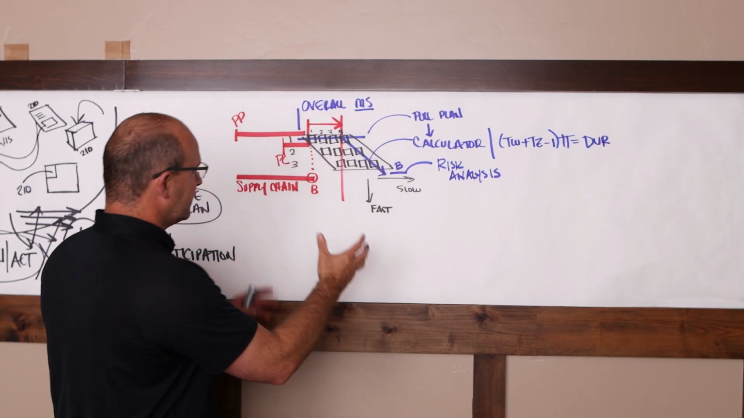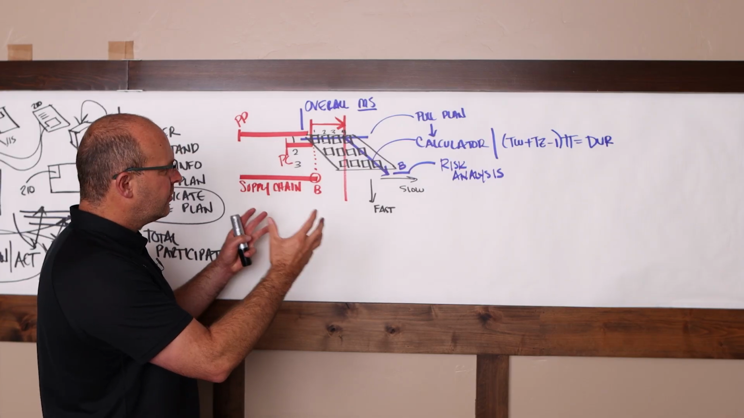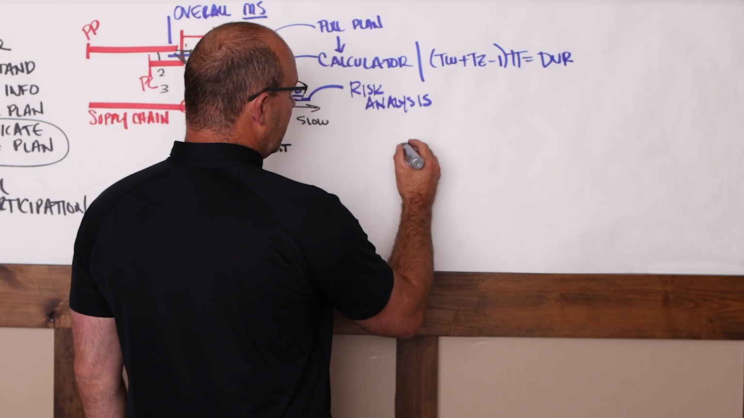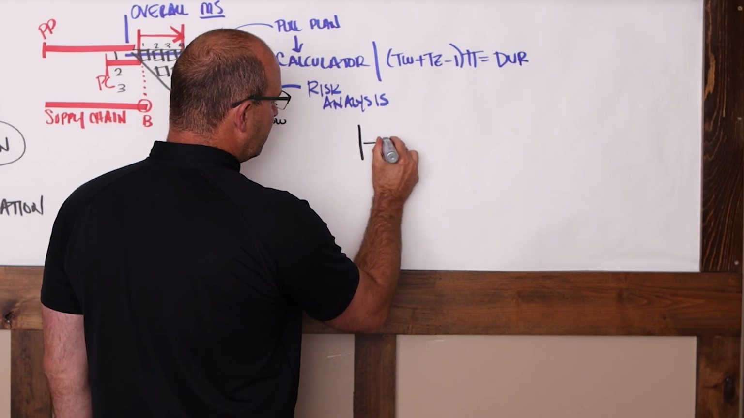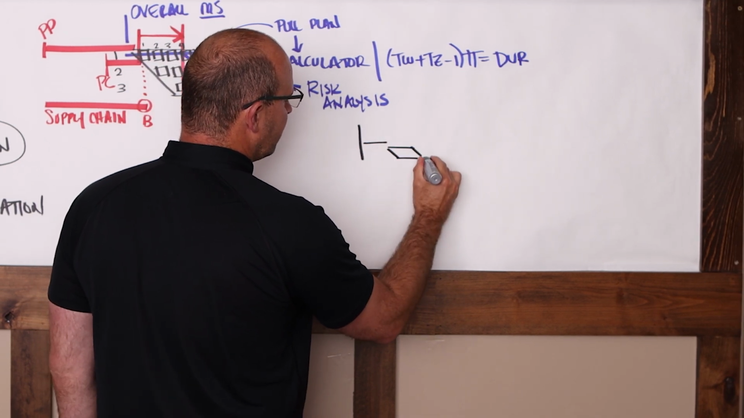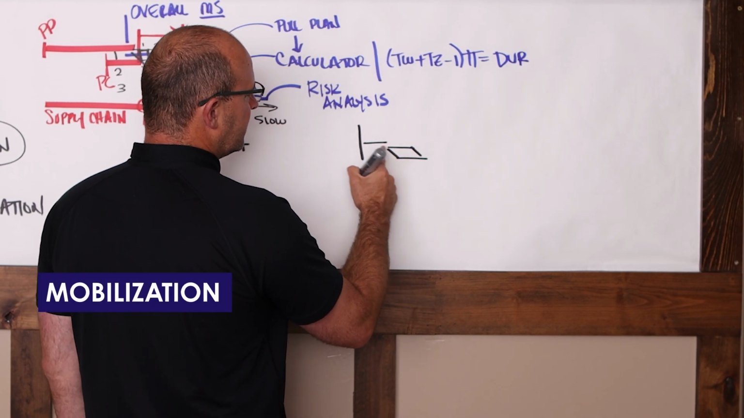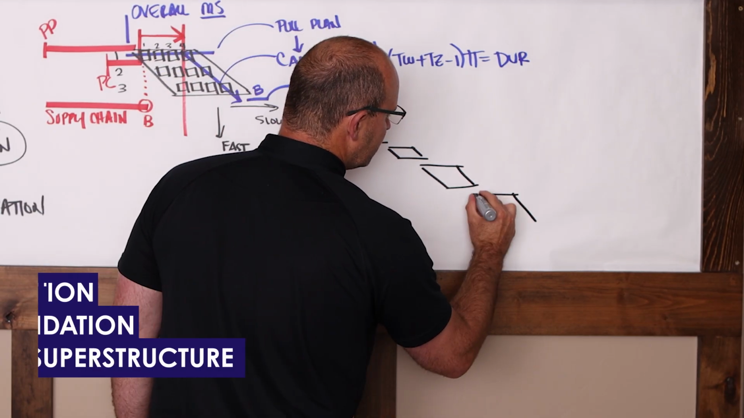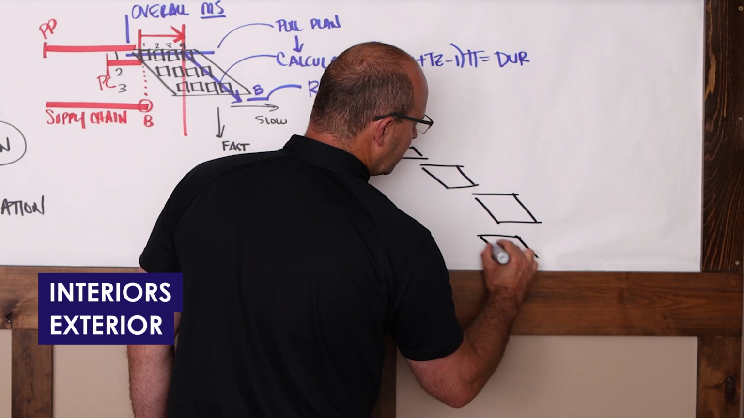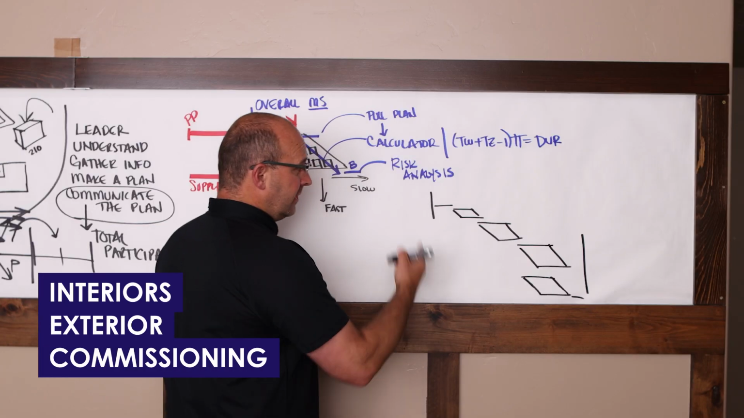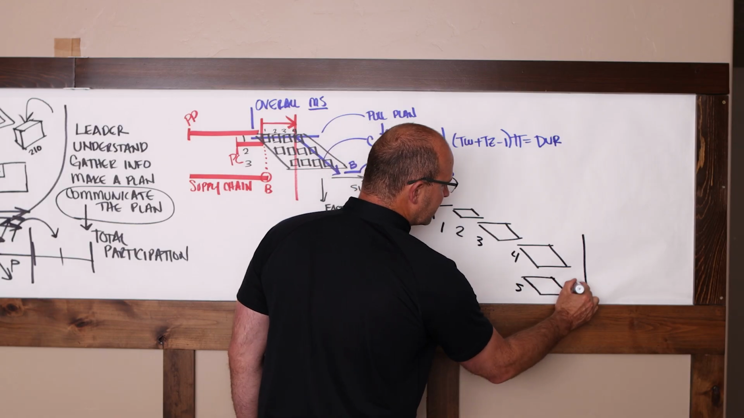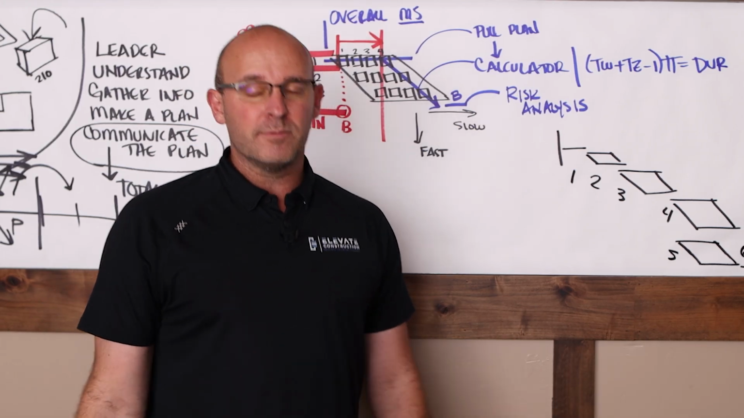This is one of those things. This visualization is quite amazing. Now, what I want to add to it, let me do one thing here real quick. Like I said, a project is nothing more than a combination of phases. So let's say this is mobilization, foundations, this is your superstructure right here, this is your interiors, this is your exterior, this is your commissioning, right? In this one, you have 1, 2, 3, 4, 5, 6 phases. All a project is a combination of phases.